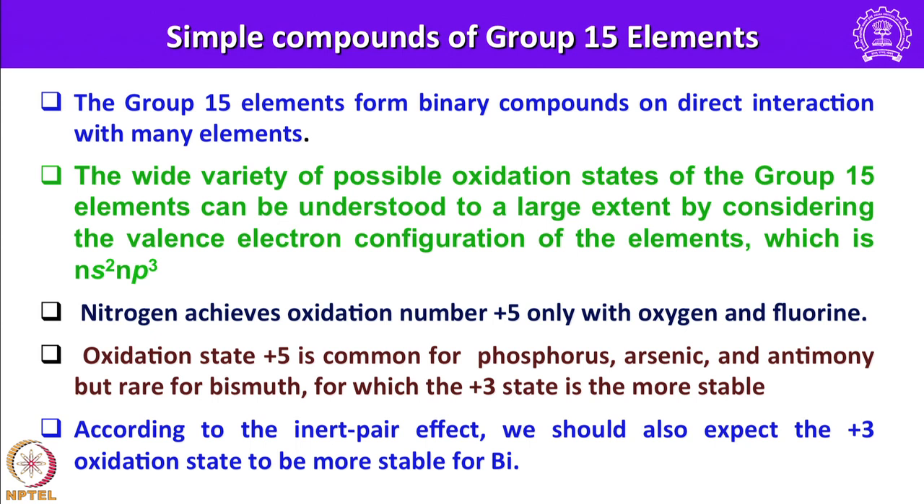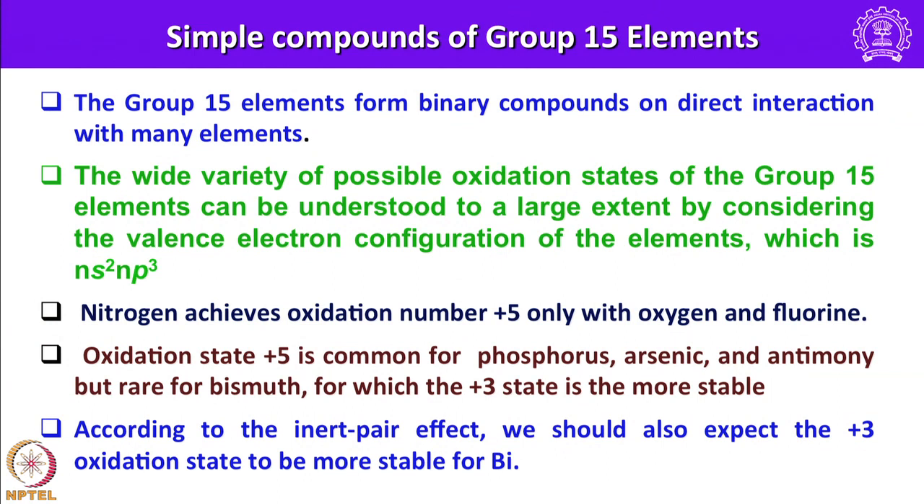Nitrogen achieves oxidation state +5 only with more electronegative elements such as oxygen and fluorine. When we look into the electronegativity of all elements in the periodic table, nitrogen is the 4th most electronegative element. So, in order to make nitrogen compounds exist in higher positive oxidation states, they have to be combined with either oxygen, fluorine or, to an extent, chlorine.